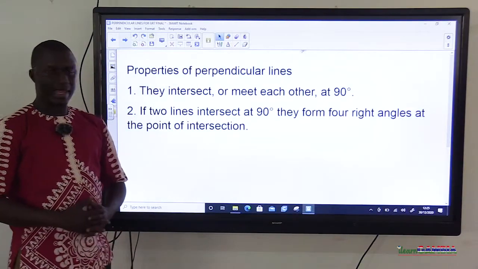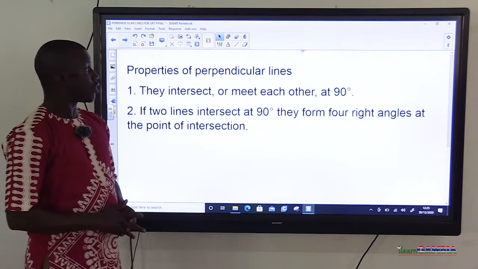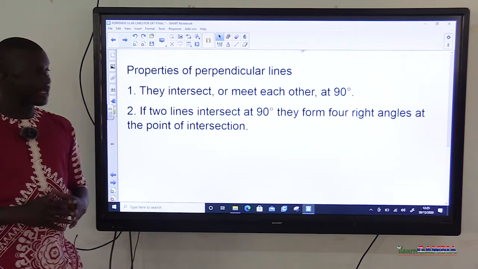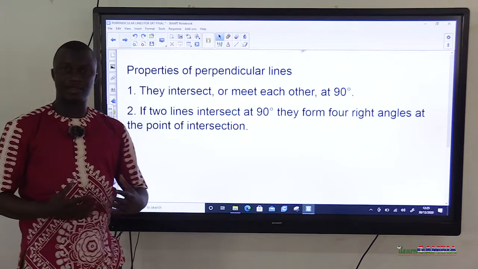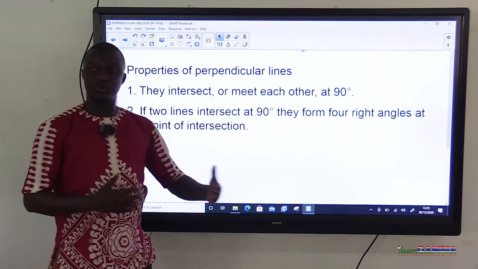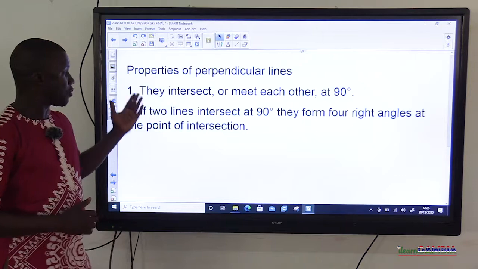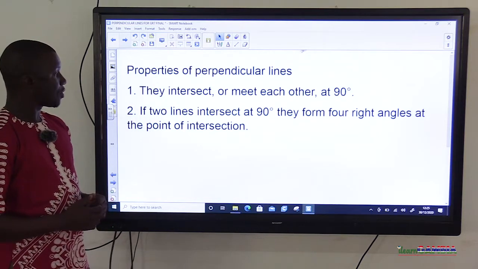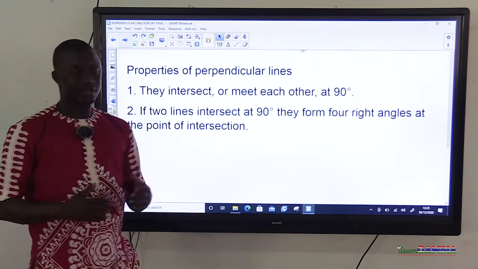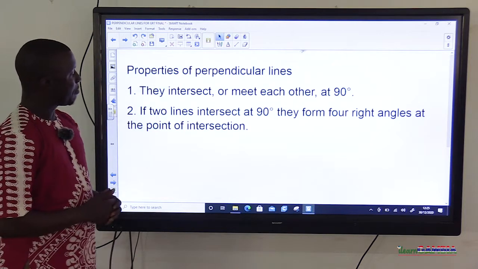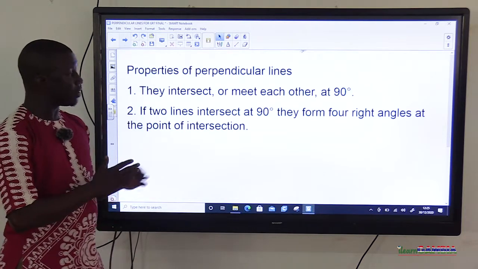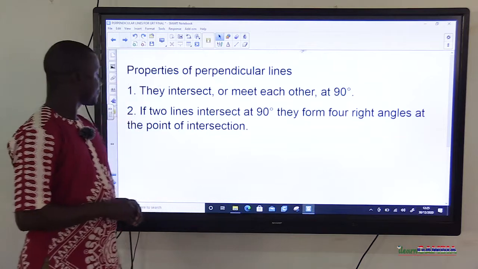Properties of perpendicular lines. Now we shall talk about the properties of perpendicular lines. This will easily help us to identify whether two lines are perpendicular to each other or not. The first property says perpendicular lines intersect or meet each other at 90 degrees.